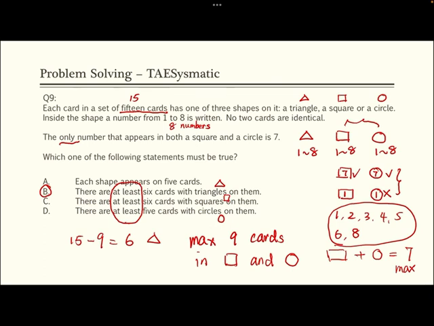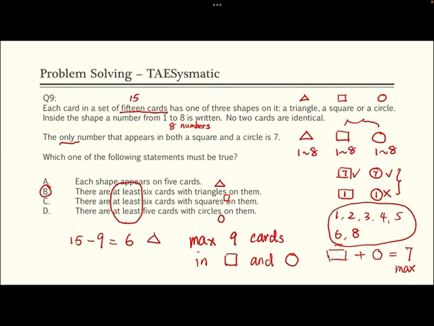So for this question, the difficulty is that it's hard to link the statement with the information we have been told. This needs a little bit of thinking because it's totally opposite. The information they give us only gives a maximum, but the statement asks for at least. So we should have the ability to connect these two concepts together. Since the maximum comes from the square and the circle, on the other side, the triangle should have at least 6 cards.